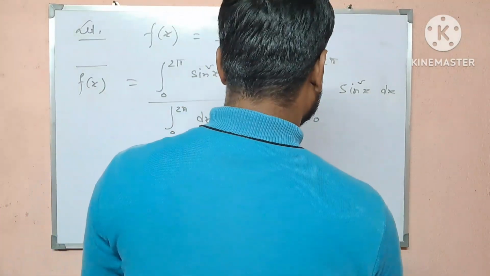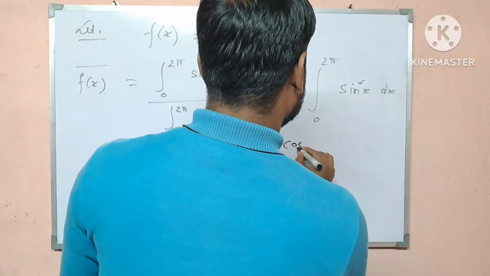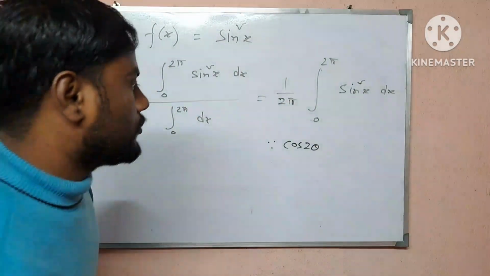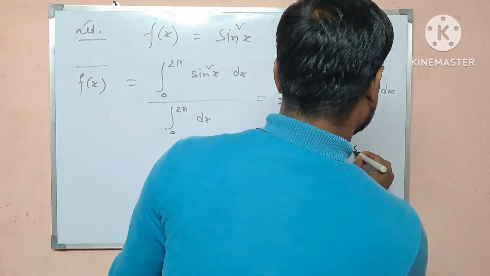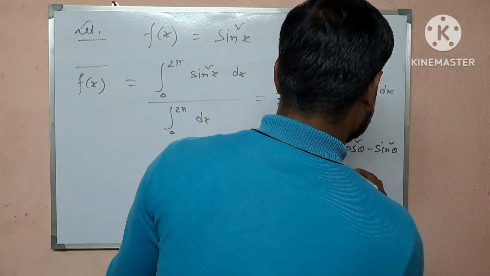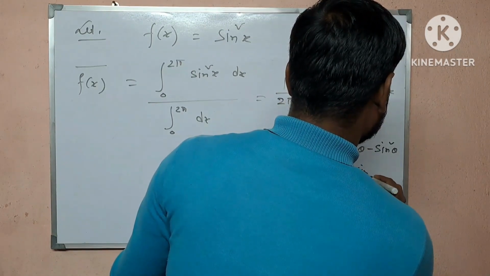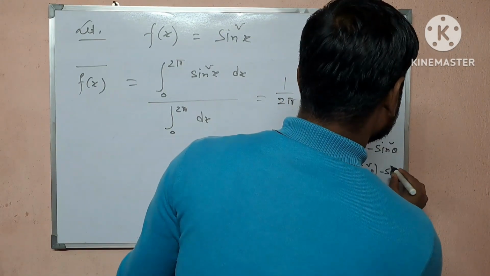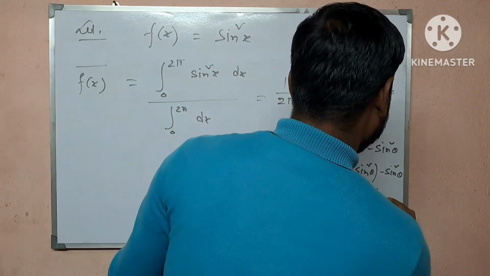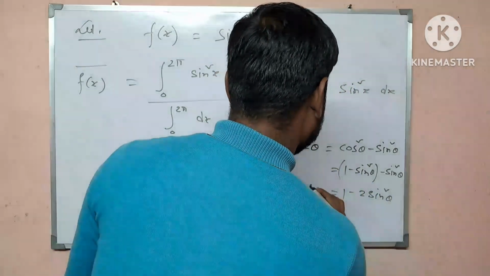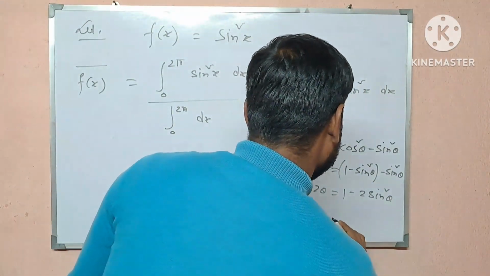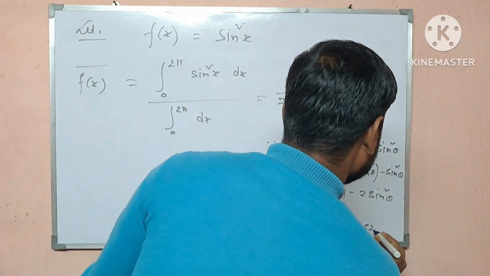What was the formula? We all know cos 2 theta is equal to cos square theta minus sine square theta. So we can also write it as 1 minus sine square theta minus sine square theta. So the value will be 1 minus 2 sine square theta, that is basically cos 2 theta. Now we can write 2 sine square theta is equal to 1 minus cos 2 theta.